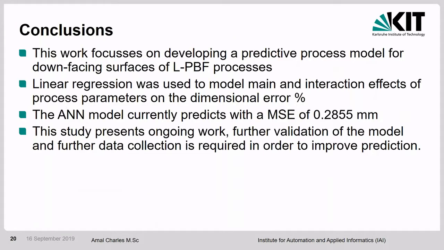So to come to the conclusions now, we focused mostly on developing a process model for unpacking surfaces of laser powder bed fusion processes. We first used linear regression to understand the main and interaction effects. With that model, we have a maximum error of 5%, which is again only on our training data, so it should be really good. The NN model has a worse error prediction rate, but we hope that once we have included more data points, it would get better. So this study is still ongoing.